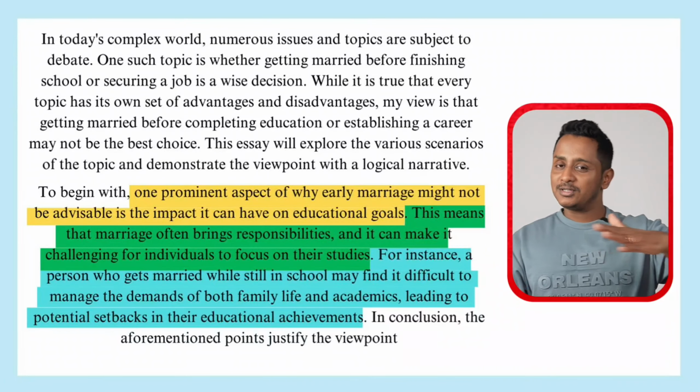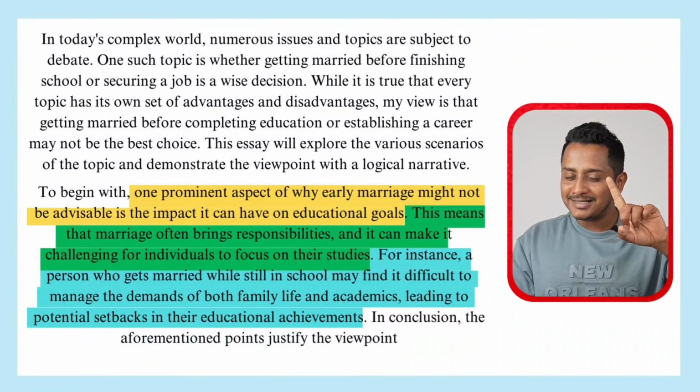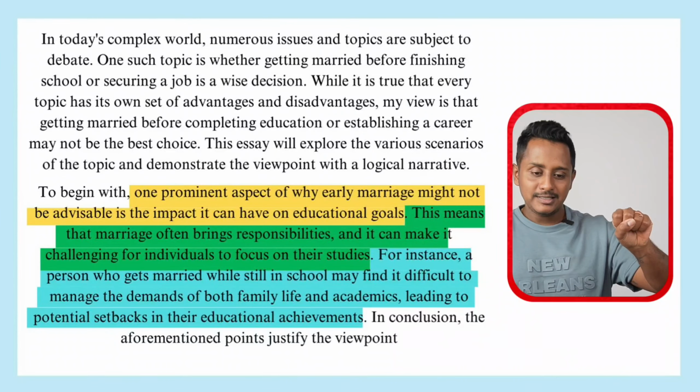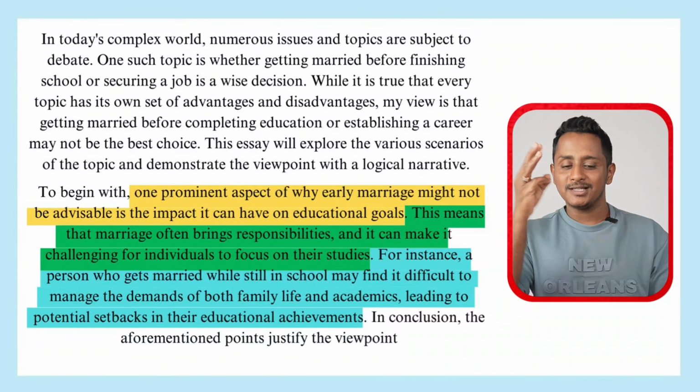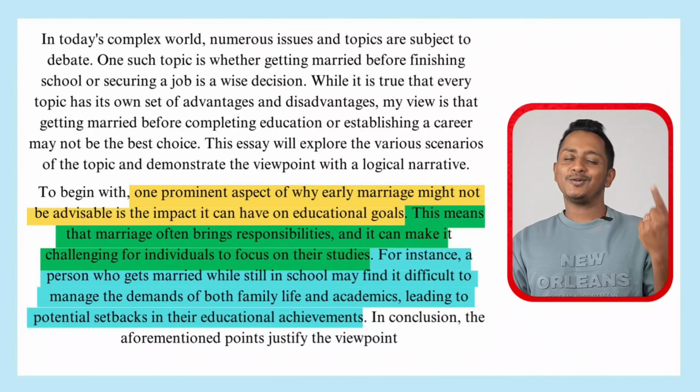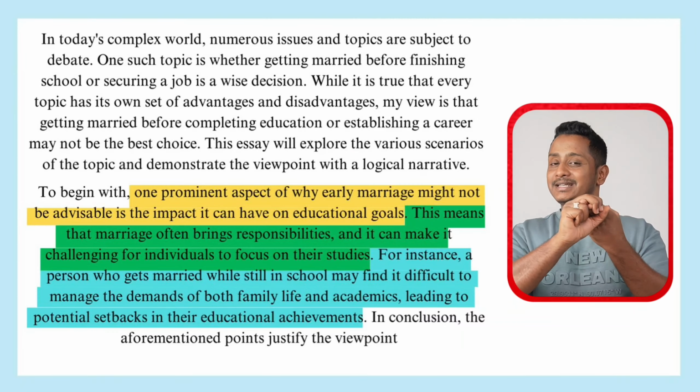There are no connectors, no subordinate conjunctions. We wrote one simple sentence. Second sentence, this means that marriage often brings responsibilities, and we wrote a compound sentence. For instance, a person who, complex sentence. So we are writing a mixture of simple, compound, complex, done and dusted, second paragraph.